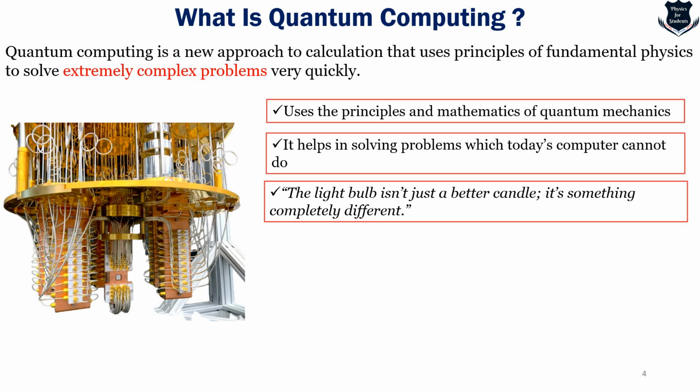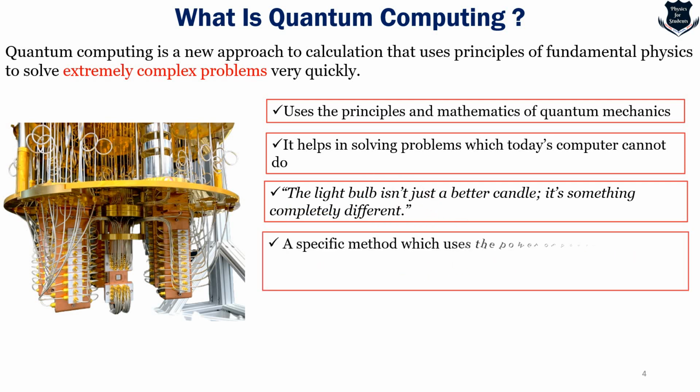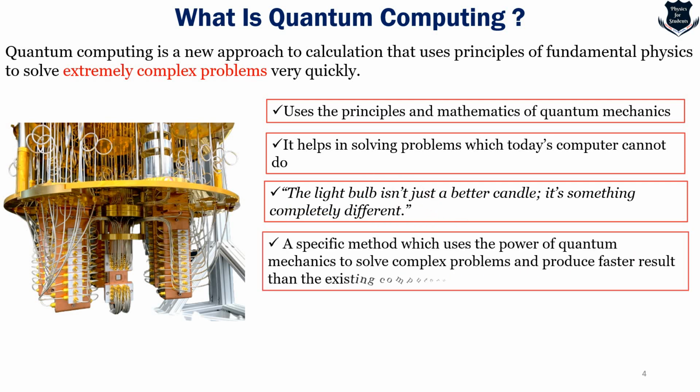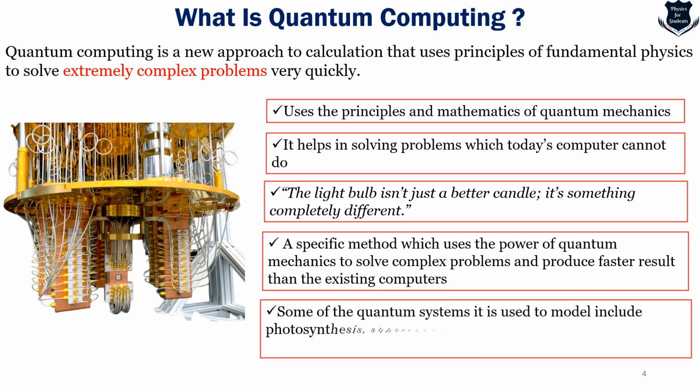So we can say quantum computing is a new approach to calculation that uses the principles of fundamental physics to solve extremely complex problems. And we can also say that some of the quantum systems it is used to model include photosynthesis, superconductivity, and some complex molecular formations like caffeine, etc.